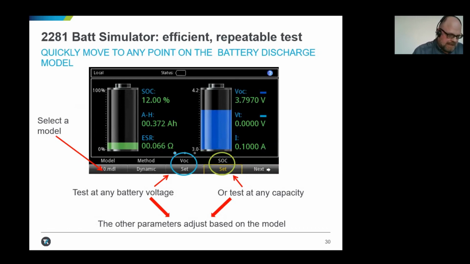The unique display shows all of the battery parameters and graphically shows the state of the battery. You can store multiple models in the battery simulator so that you can compare the performance of different batteries during development.